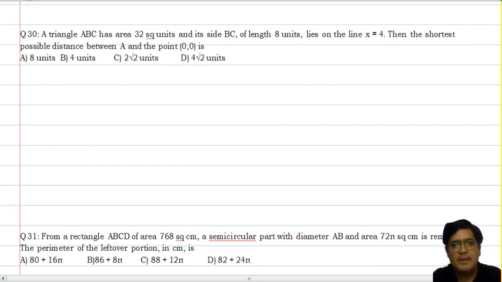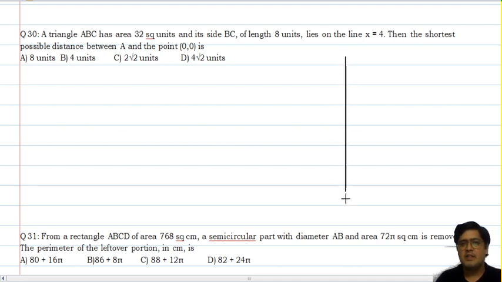A triangle ABC has area 32 square units and its side BC of length 8 units lies on the line x is equal to 4. The shortest possible distance between A and the point 0, 0 is. What I see is a question based on coordinate geometry. If possible, I'll cover the same problem again whenever I get a chance to create a session on coordinate geometry.